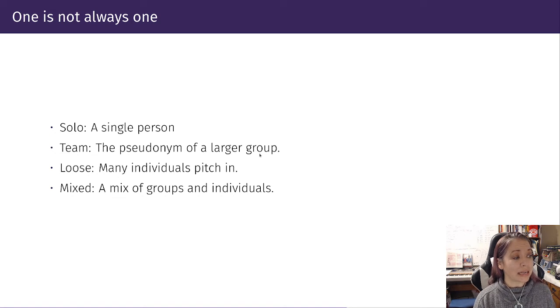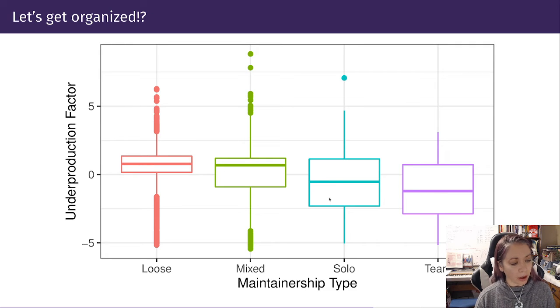Solo, team, loose, no group, mixed, that's a mix of group and individuals, and I'm identifying groups based on whether or not it's a mailing list versus an individual email address that's listed as the maintainer contact. And that's kind of typical within Debian, to use a mailing list or use an individual.